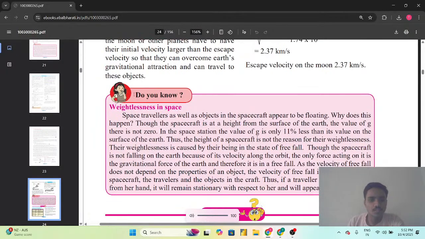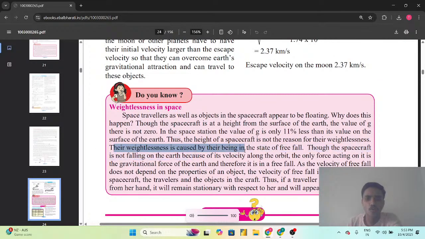So next, do you know, weightlessness in space. Space travelers as well as the objects in the spacecraft appear to be floating. Why does this happen? Though the spacecraft is at a height from the surface of the Earth, the value of g there is not zero. In the space station, the value of g is only 11% less than its value on the surface of the Earth. Thus, the height of the spacecraft is not the reason for their weightlessness.